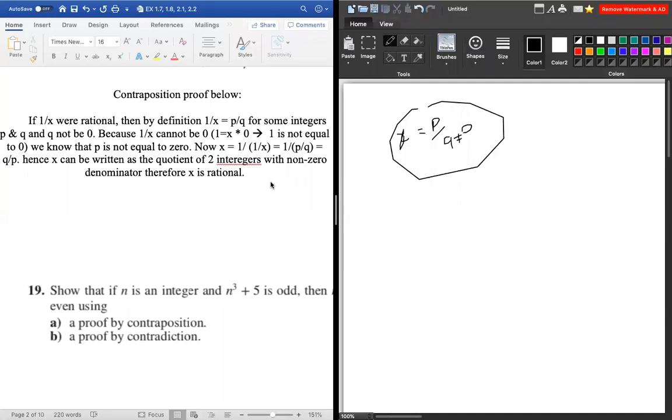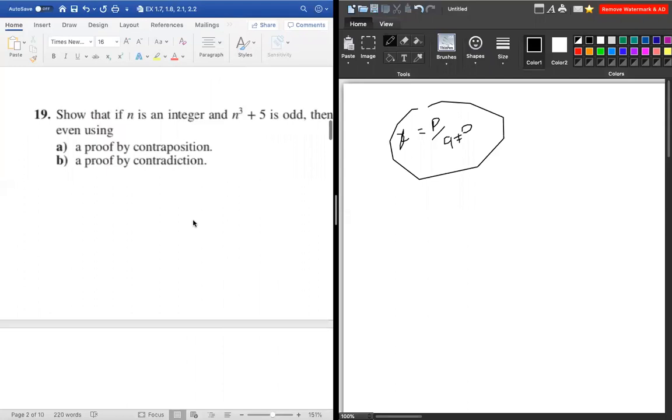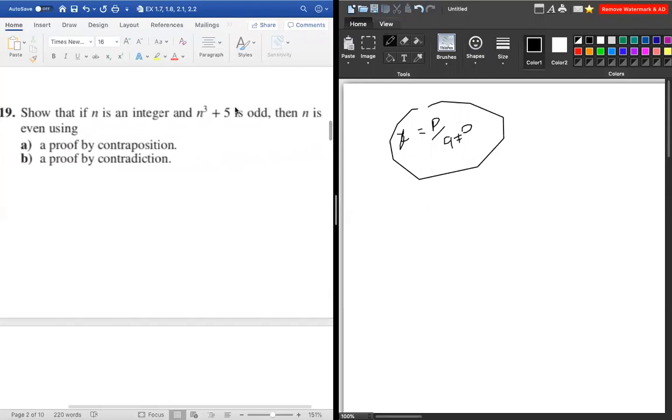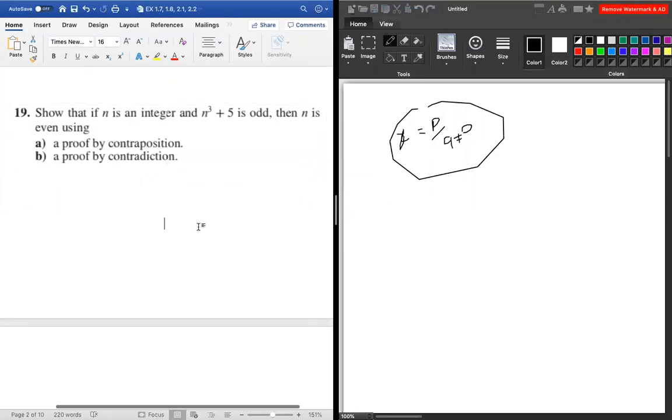Okay, let's move on to question number 19. So we have if n is an integer and n cubed plus 5 is odd, then n is even. So we have to prove this statement. Now we have to prove it by using contraposition and contradiction. So we will prove it using contraposition.